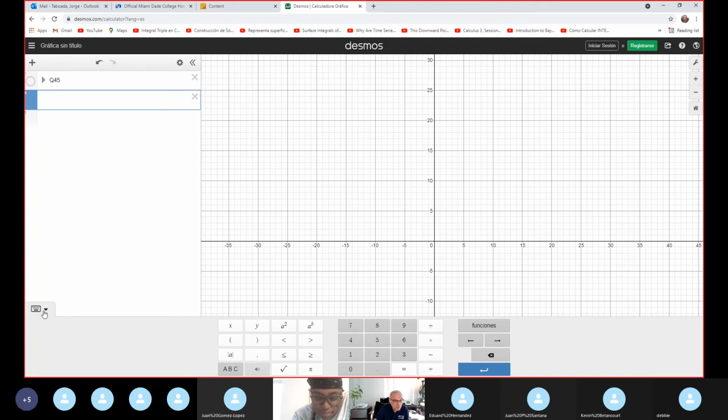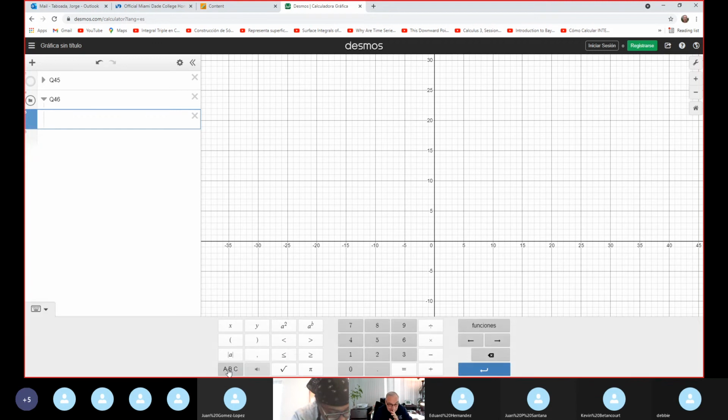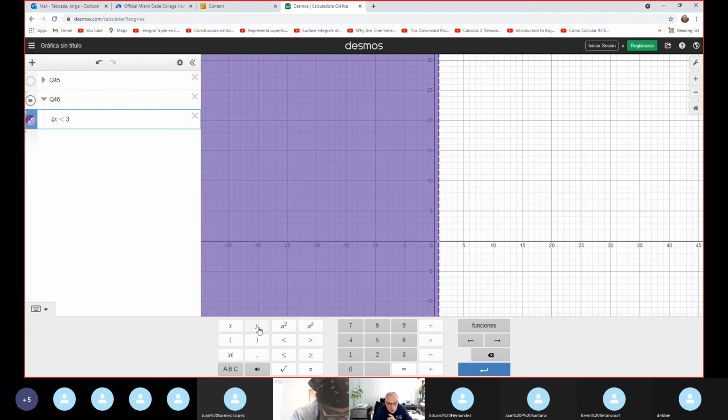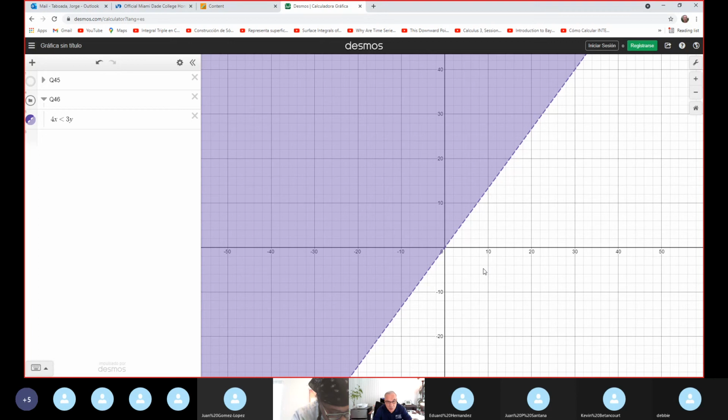Look. For 46, I create a new folder. The name of the folder is question 46. Look at that. Now, automatically inside this folder, we have two inequalities. The first one is 4x less than 3y. In this case, Desmos automatically uses purple color, but it's okay.